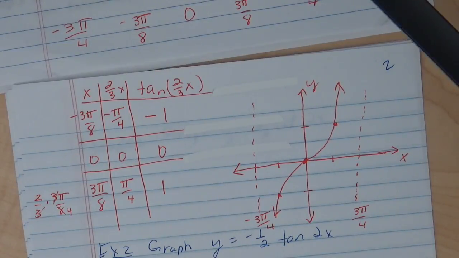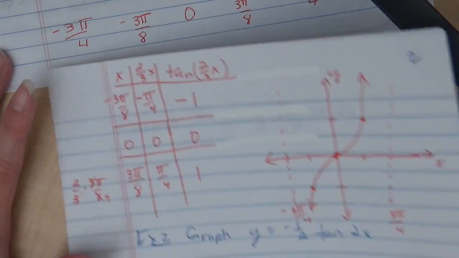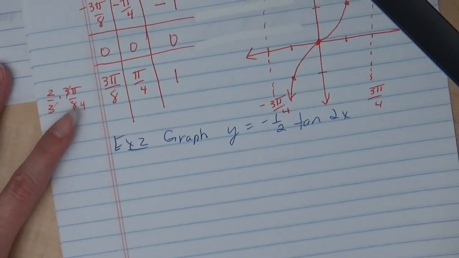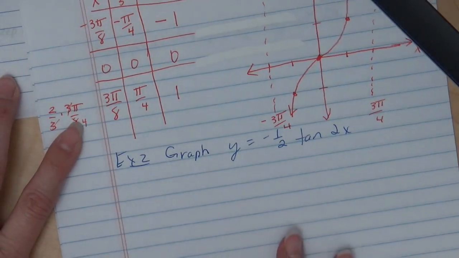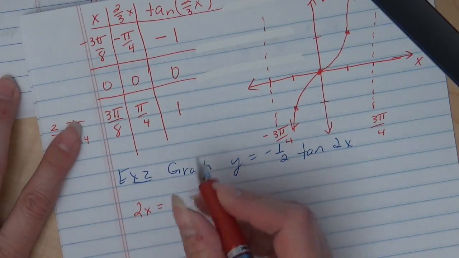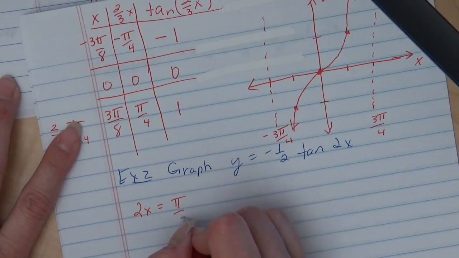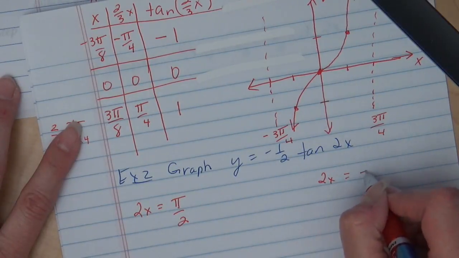Let's look at example 2. Example 2 is also a tangent function, so we can continue with the same steps that we did for example 1. Alright, in example 2, we need to start by setting 2x equal to pi over 2, and we need to do 2x equals negative pi over 2.